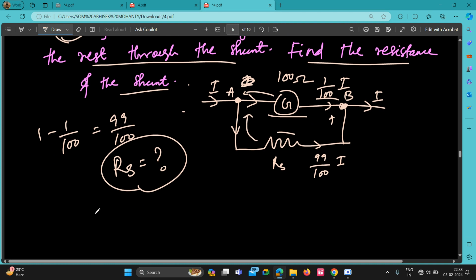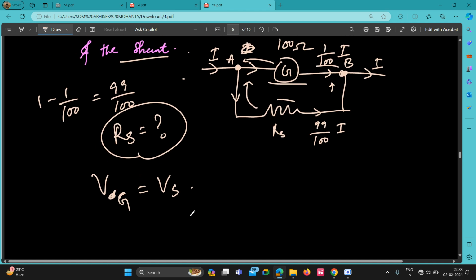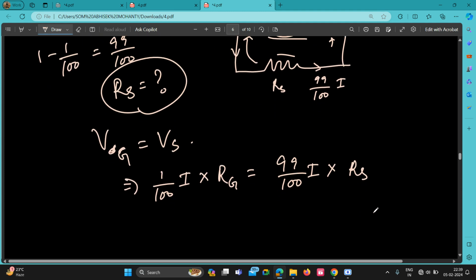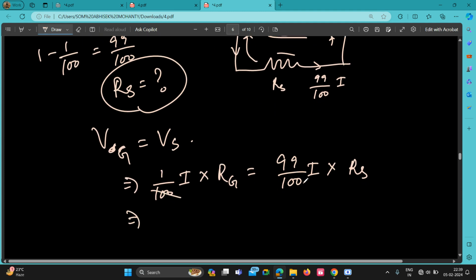So parallel connection means potential will be the same. So V across G will be V across shunt, isn't it? V across G is how much? I into R. I is 1 by 100 into I, into RG, the galvanometer resistance, is equal to 99 by 100 into I, current into resistance, and resistance through shunt is RS. Okay, now you can see 100 cancelled out.